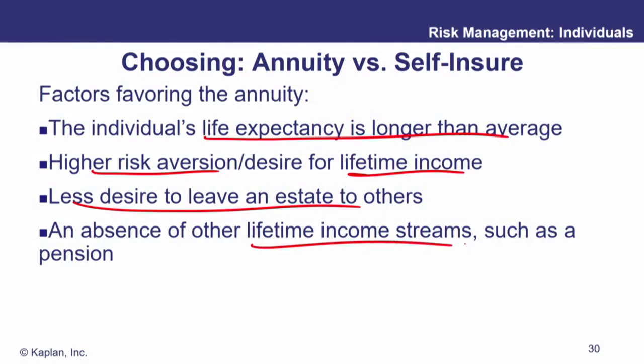If you have no other lifetime income streams, what if you don't have a pension? What if your country doesn't have a Social Security type set of payments, or you don't think it's going to continue on? Well, you're at risk. You don't have anything else that'll last for a lifetime. You may have more reason to want to buy an annuity with at least some of your money for protection, for risk reduction. And those are good practical considerations.